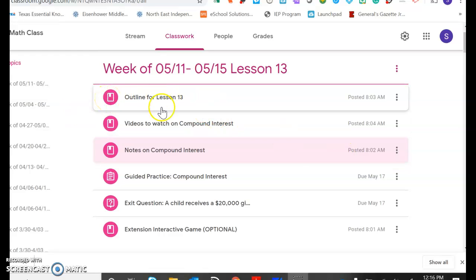We have the instructions on how to complete your assignments this week. You have some videos to watch, some notes, your practice with an answer key, the exit question, one question, and then an optional game to play. Okay, so let's take a look at the guided practice so I can do 2 problems with you, show you how to do it.